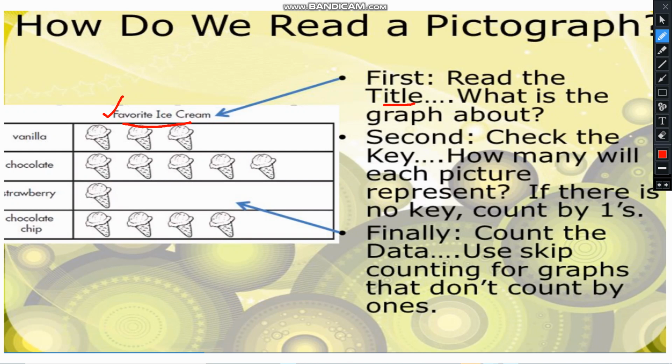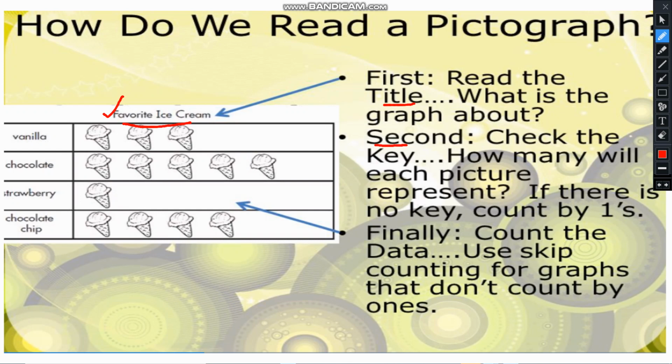Now the categories of favorite ice cream are here. Second is the information we get, and third, you can see all these pictures of the ice creams. So first is the title, which tells us what the graph is all about. Second information which we need is to check the key. We have to find out how many pictures each represents. That means one ice cream is representing what?